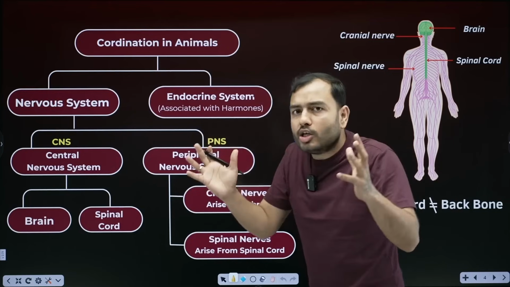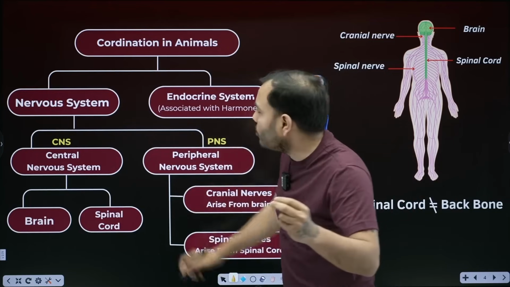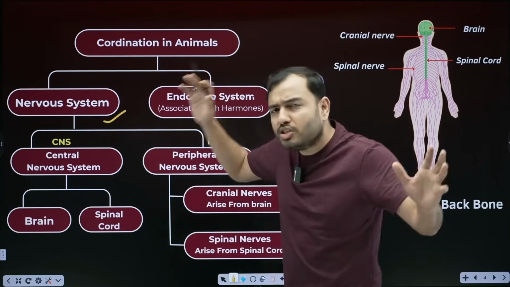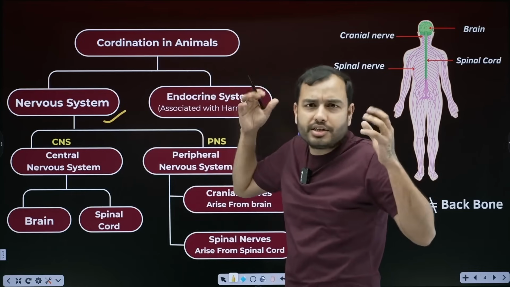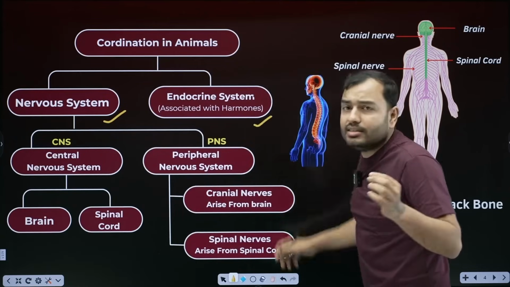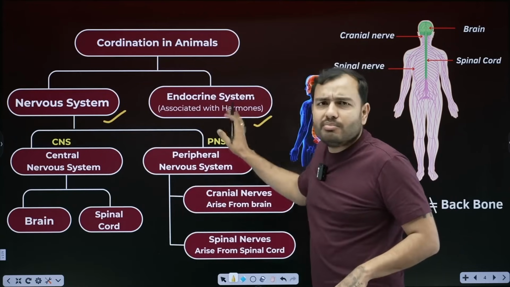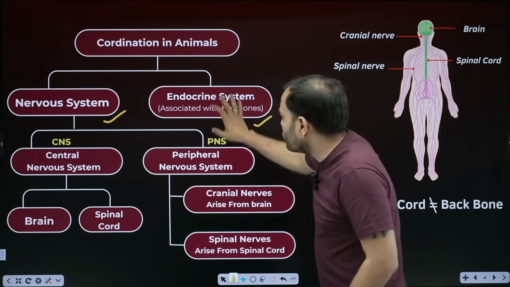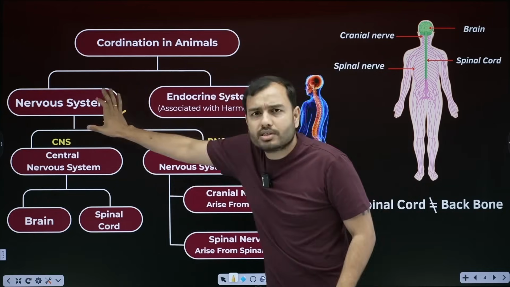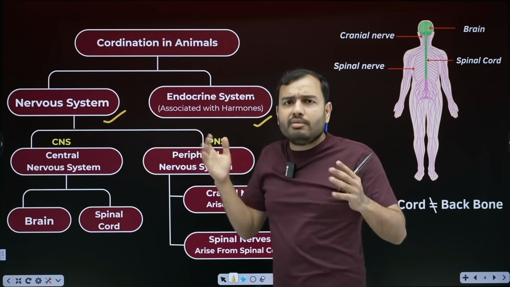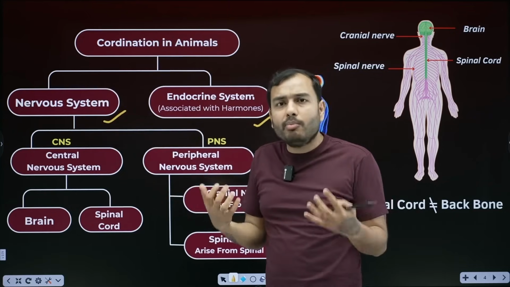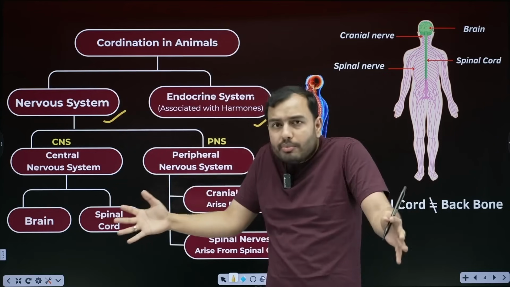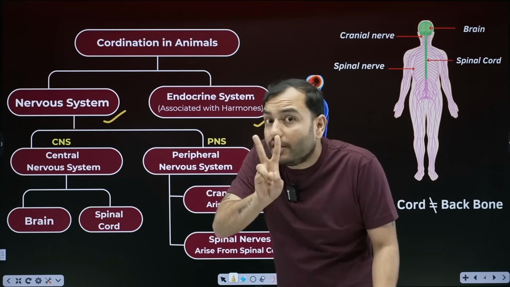This entire coordination is done by two systems. One is our nervous system. You have studied the nervous system a little bit, related to the brain and all that. The second is our endocrine system. The endocrine system is related to hormones, related to chemicals. We will study that later. First, the nervous system. So coordination in animals, meaning animals or humans, is how different body parts work together in us due to these big systems.